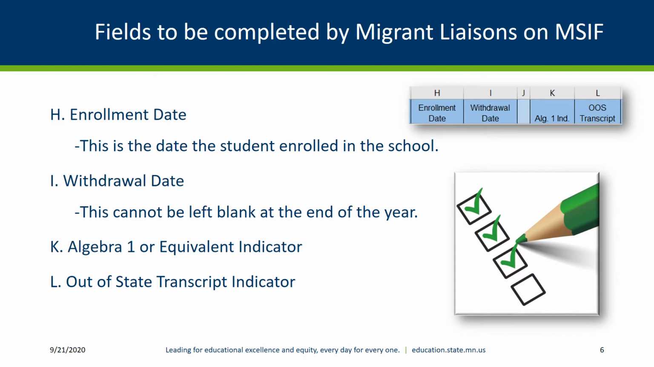Columns H through L are fields to be completed by the migrant liaisons on the MSIF. The enrollment date and the withdrawal date cannot be left blank. Algebra 1 or equivalent indicator is if he or she has previously passed Algebra 1 or an equivalent course. Out of state transcript indicator is if he or she is newly identified as a migrant and the school is granting credits for the secondary course history work from another state.